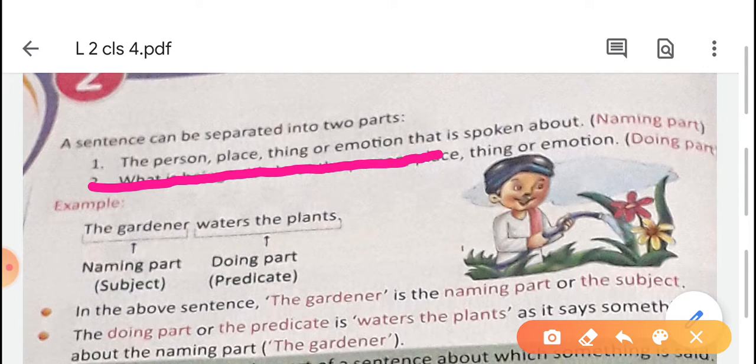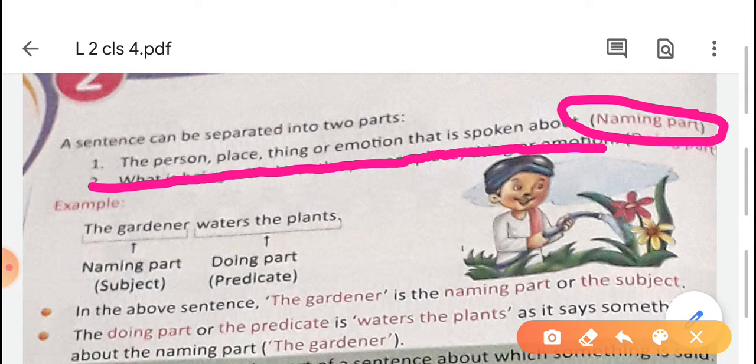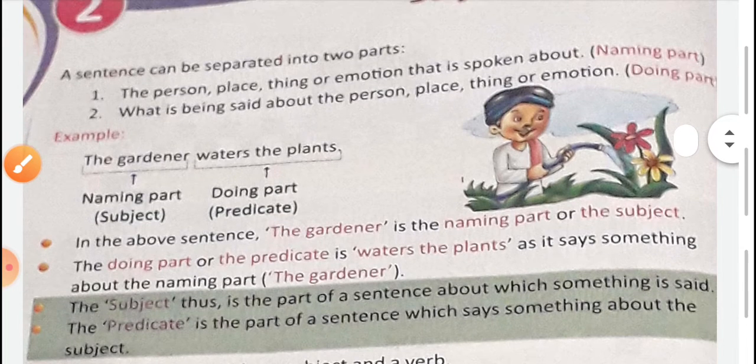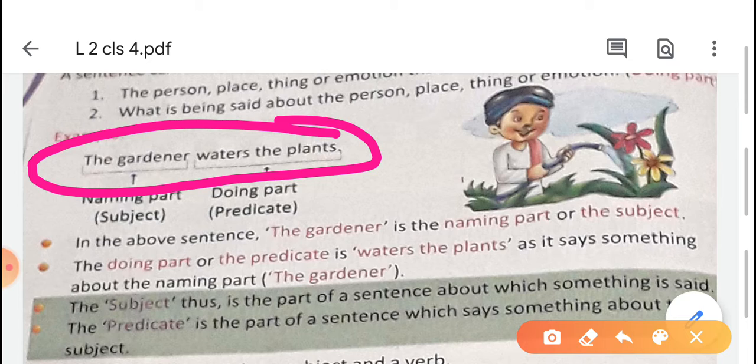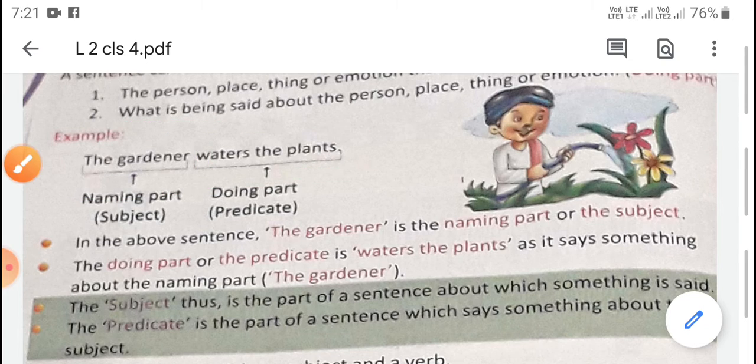The person, place, thing or emotion that is spoken about, that is called a naming part. In a sentence, we are talking about whom, that we can say naming part. For example, here it is given, the gardener waters the plants. Here we are talking about the gardener. That's why the gardener is the subject, or we can say naming part.